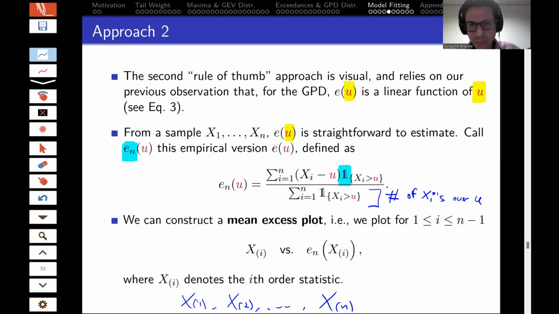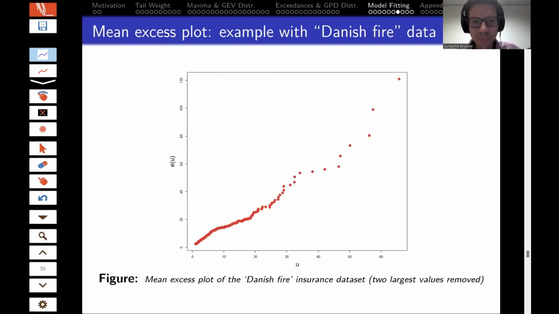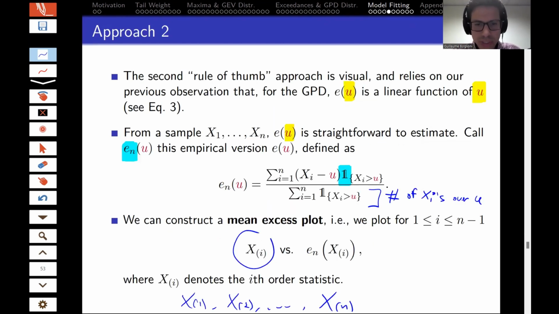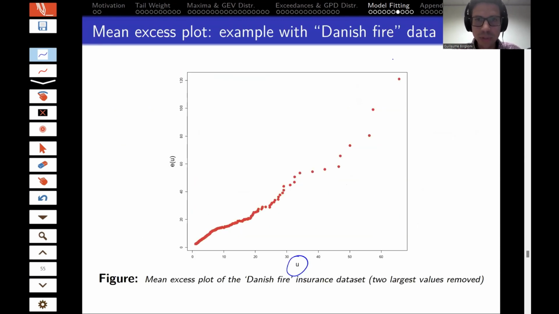So you plot on the x-axis this versus the mean excess evaluated at this. Let me show you an example with real data here. For different thresholds, we just set all the order statistics to be our threshold, and you plot the mean excess plot. Recall, this is just the mean of all exceedances over whatever threshold you plug into the function. Here is an example with some real data. You see it's pretty linear, increasing the whole way through.